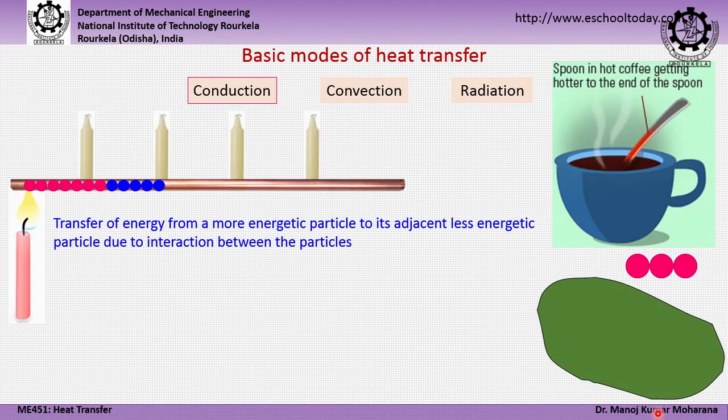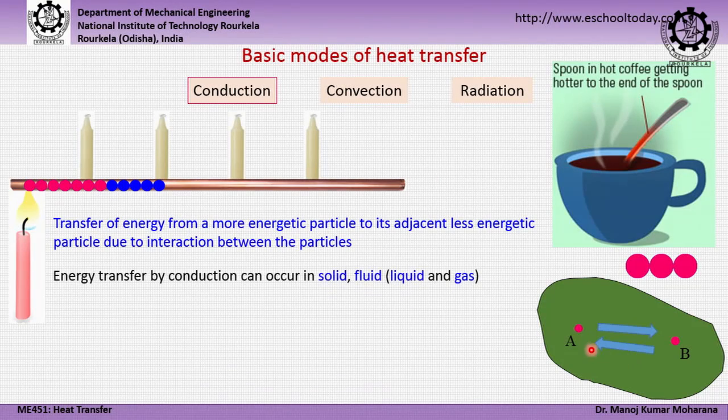Next, let us say we consider a system where we will take 2 points, let these 2 points we name as A and B. There will be transfer of heat from point A to point B or from point B to point A depending on what is the temperature at point A and temperature at point B. If the temperature at point A is greater than the temperature at point B, then the direction of energy transfer will be along this arrow, and if the temperature at point B is greater than the temperature at point A, then the direction of flow of energy will be along this direction.